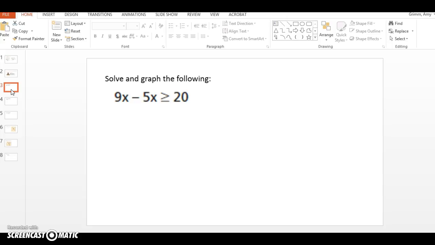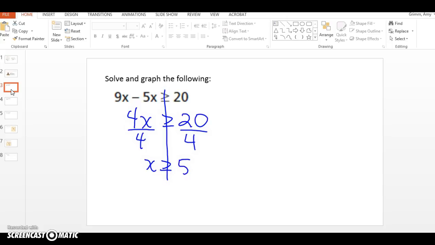Okay. So how do I do this one? You just combine your like terms. That's all you have to do. So it's 4x, and 4x is greater than or equal to 20, and then I divide by 4. X is greater than or equal to 5. It's just combining your like terms.